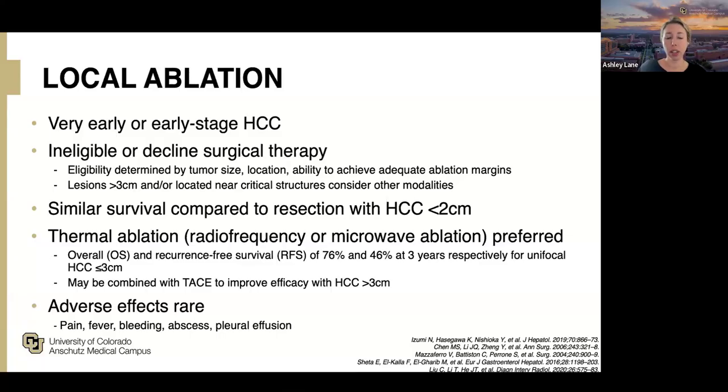So adverse effects aren't very common, but things that can happen are pain, fever, bleeding, infections like abscess, and then pleural effusions from the local reactive effect. The diaphragm's right there.